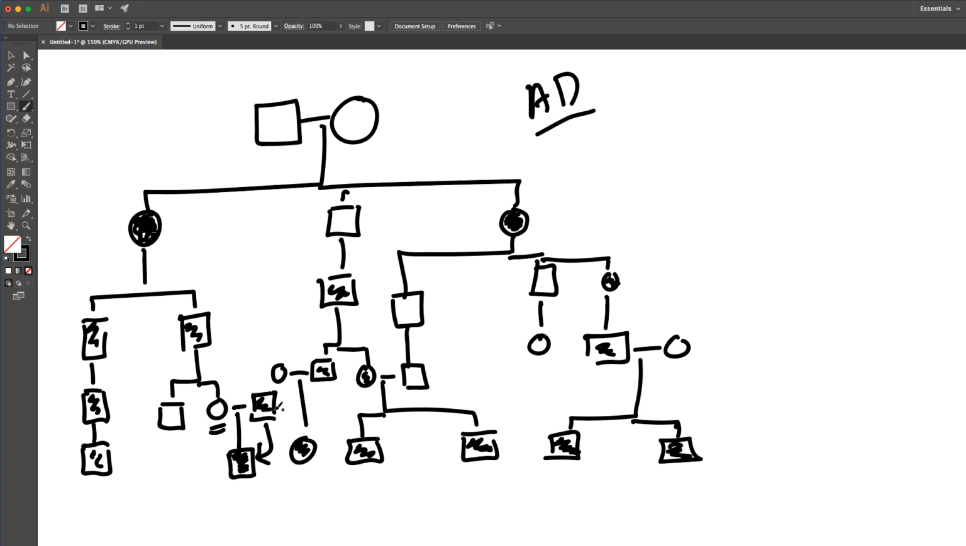So it still holds to the rule that the disease doesn't skip a generation, although neither of the original couple had the disorder. But it doesn't skip a generation, so it's not recessive. It's not Y-linked because both males and females have it.